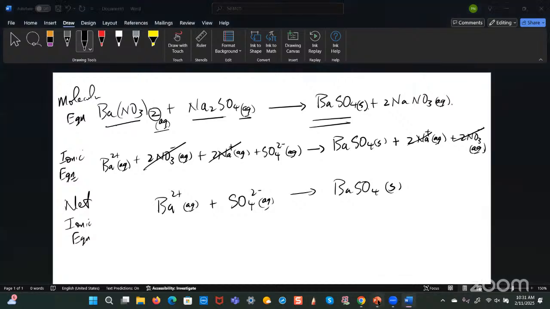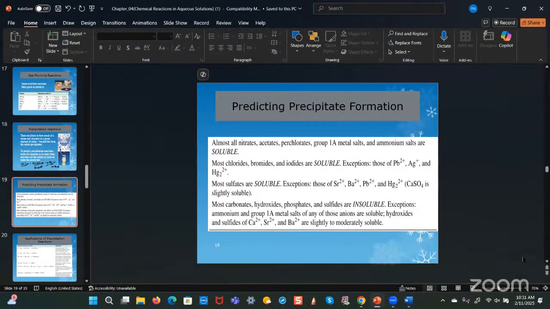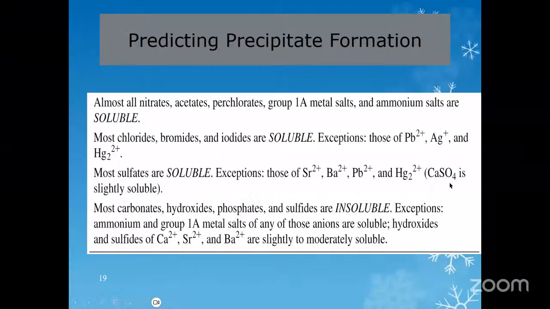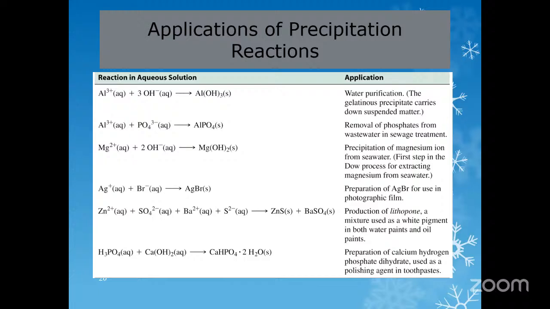Okay, going back to the PowerPoint. As I said before, this particular chart you'll have access to. I would suggest that you familiarize yourself with it so that you know how to use it when you get to these kinds of questions. These are some examples of precipitation reactions that have industrial applications. I won't go through all of them, but the first one uses aluminum ions to precipitate hydroxide ions out of solution. Or this one here, which is used in photography. It goes to show you that these types of reactions have useful applications.